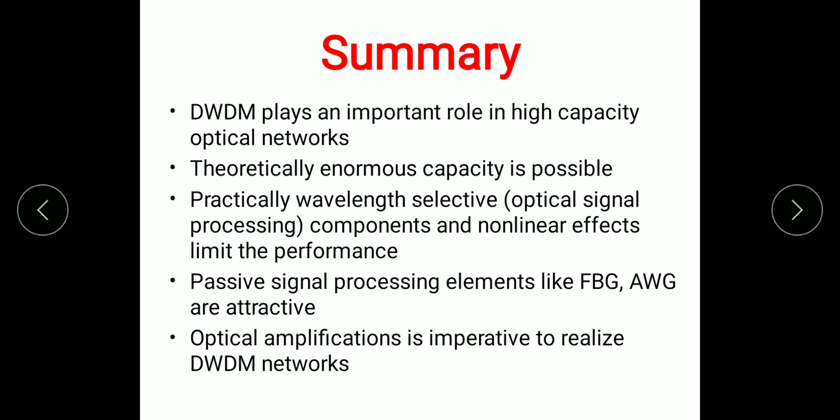So WDM plays an important role in high capacity optical networks. Theoretically, enormous capacity is possible, but practically, wavelength selective components and non-linear effects limit the actual performance. Passive signal processing elements are attractive, and optical amplification is imperative to realize WDM networks.